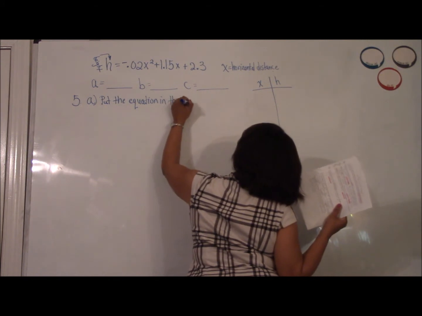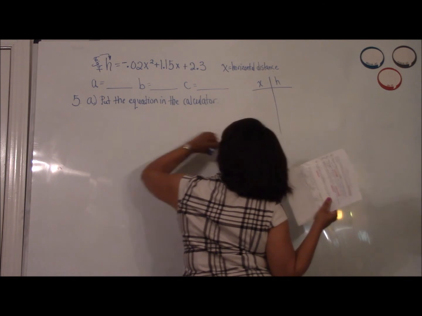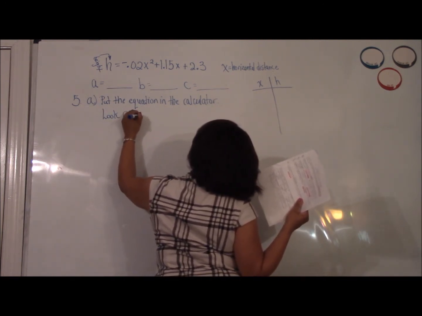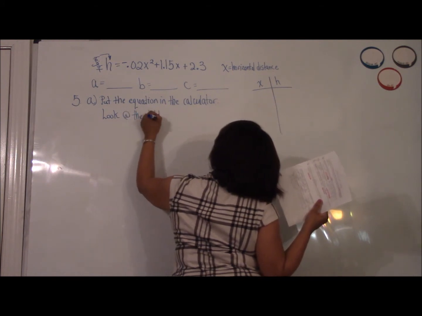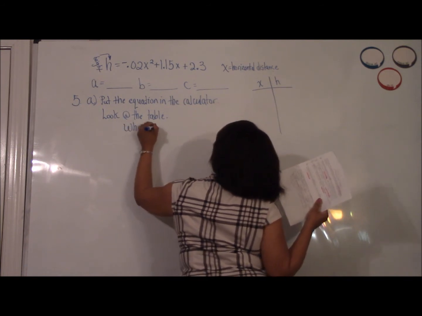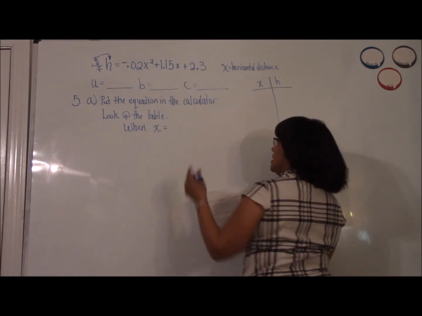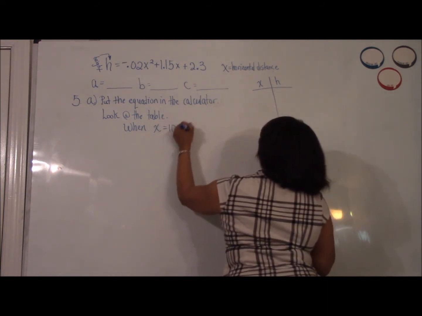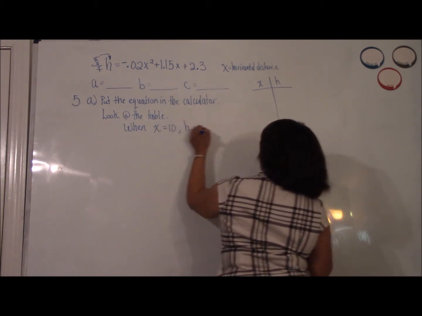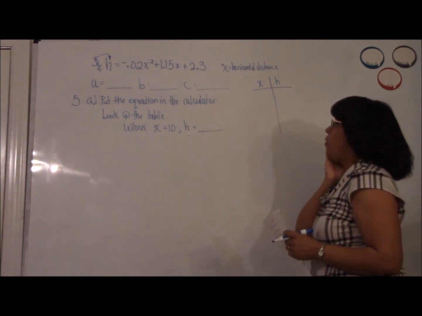So that's what I'm writing down just to give you a little memory, something you can use to remember. And then we can look at the table. So we want to know when x, which is our horizontal distance, when x is equal to 10, what is y, which is our height, which is h. So you can do it two ways. You can plug in 10, or you can do it like that.